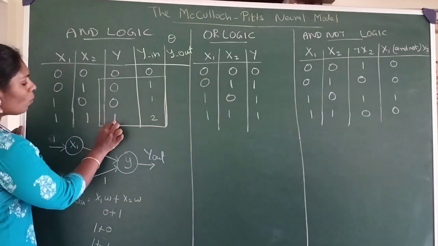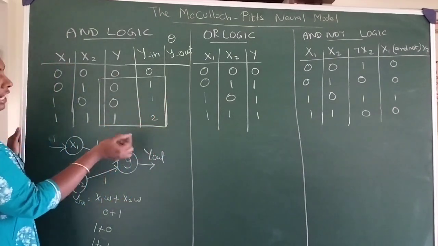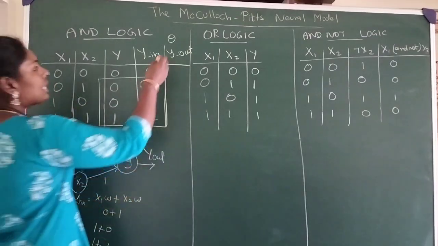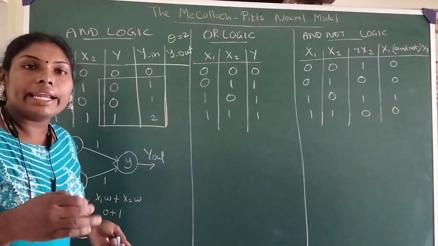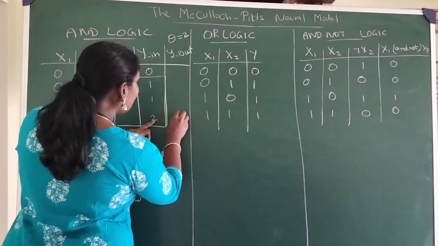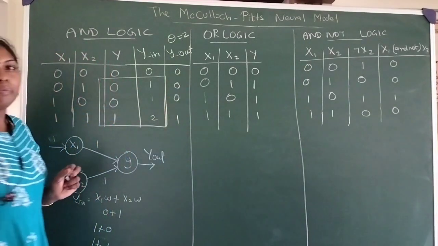Okay, so I want 1 when the value is 2. Only for this portion I want the output to be 1. So when I set the threshold value as 2, whenever your output is greater than or equal to 2, your neuron fires, your output will be matched. In other cases, you can set it as 0.